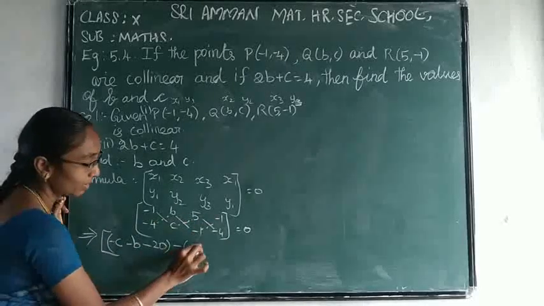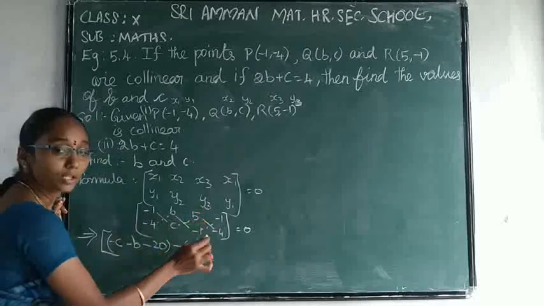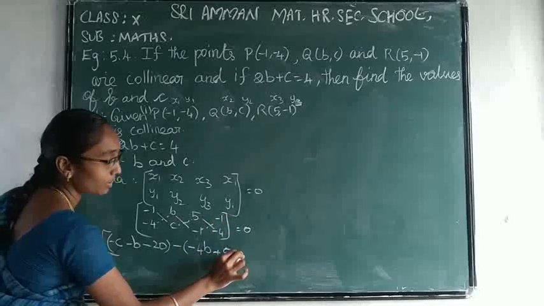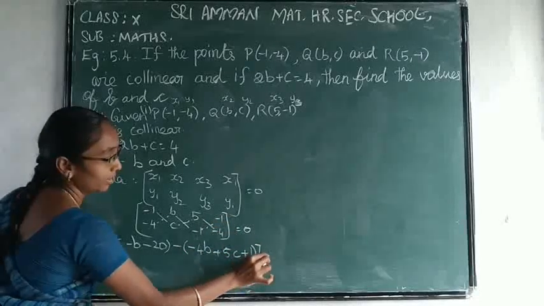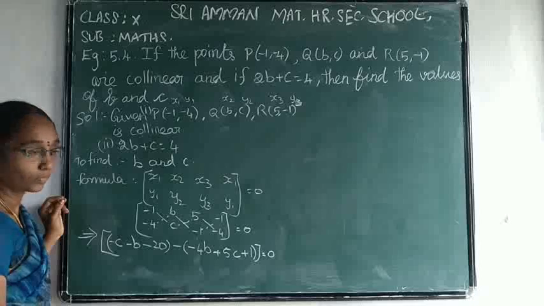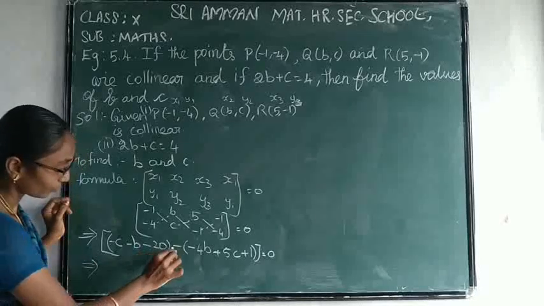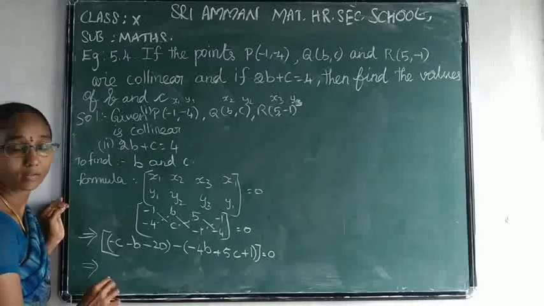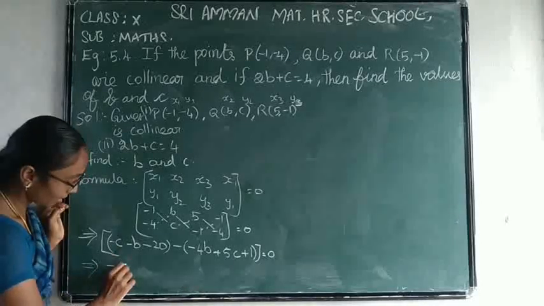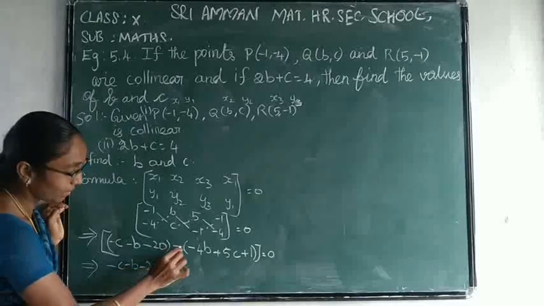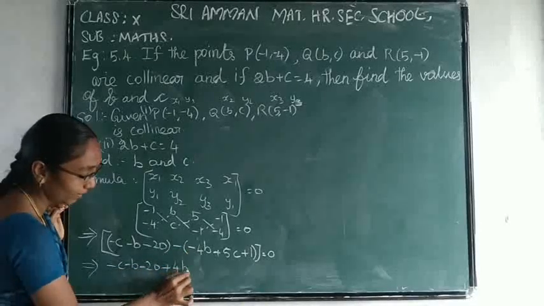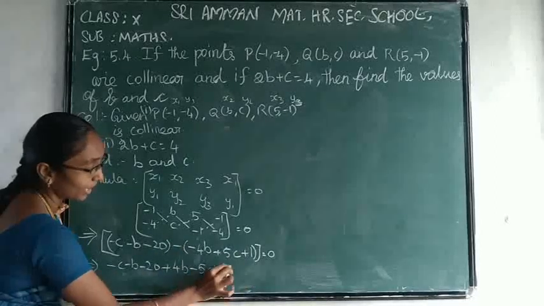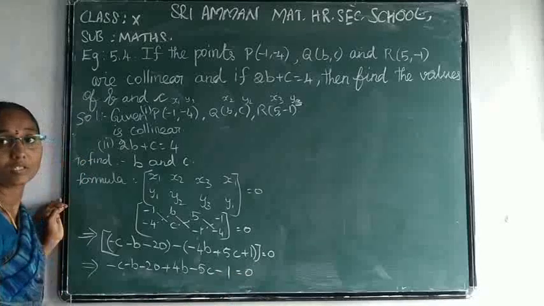Minus 4 into b, minus 4b. c into 5, plus 5c. Minus 1 into minus 1, plus 1. Equal to 0. Which implies, calculating these two terms: minus c, minus b, minus 20, minus into minus, plus 4b, minus into plus, minus 5c, minus into plus, minus 1 equal to 0.